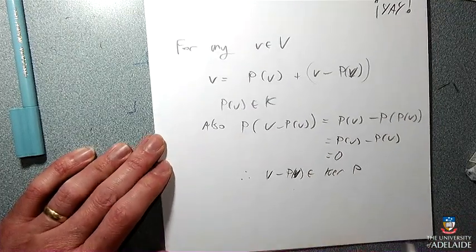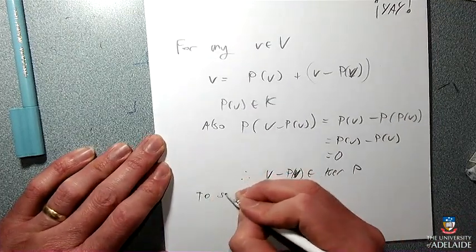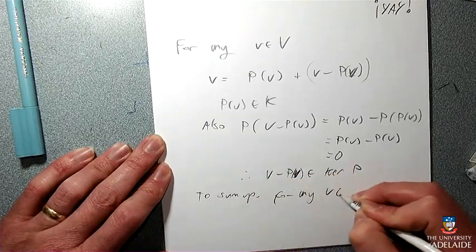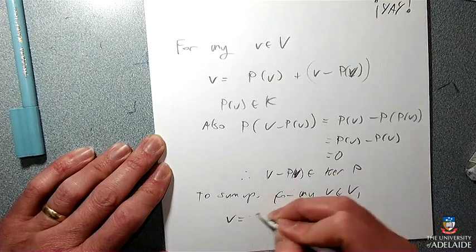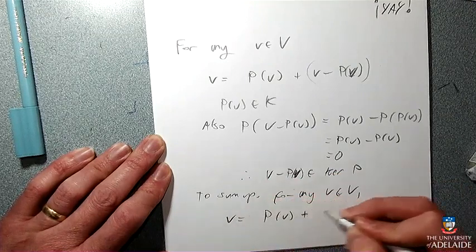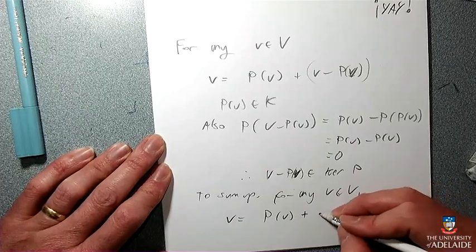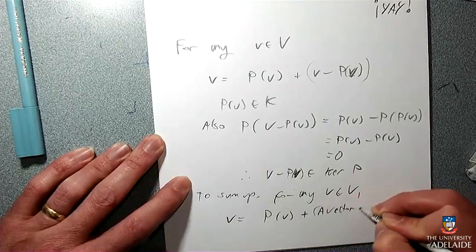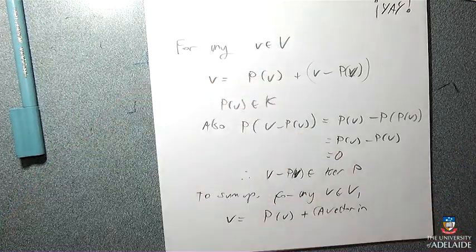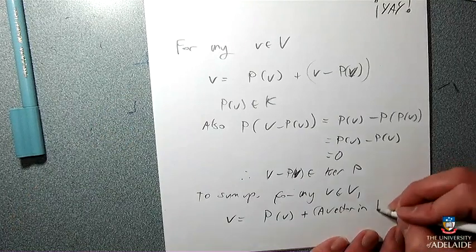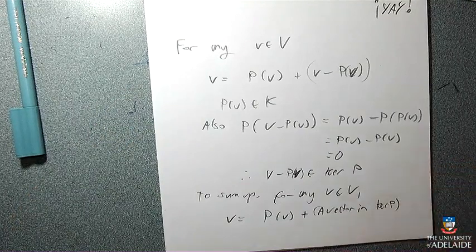Okay, so to sum up, for any V in V, V is P of V plus something in the kernel. Or something in K plus something in the kernel. Cool! Okay, so something in the image of P plus something in the kernel of P. That's cool.